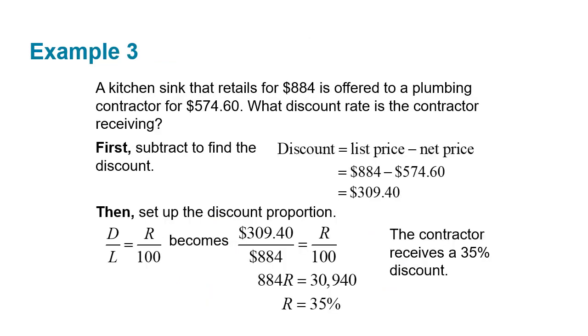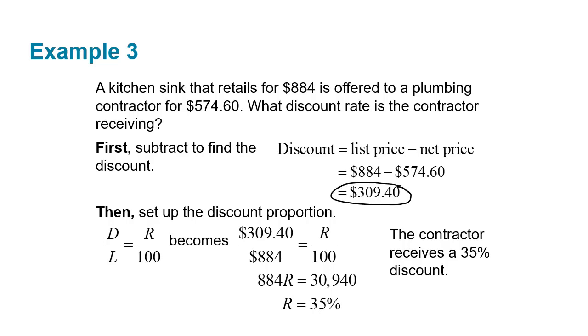Let's look at another example. A kitchen sink that retails for $884 is offered to a plumbing contractor for $574.60. What discount rate is the contractor getting? Well, first we need to figure out what the actual absolute discount was in dollars and cents, right? The pure amount, not as a percentage, but just how much of a pure amount. And that's simply the original minus the new, right? So old minus new gives us the difference, the discount. So they were saving a little over $309, right?